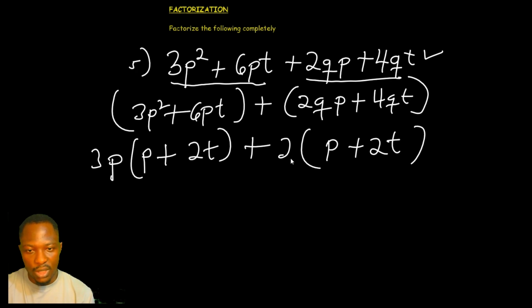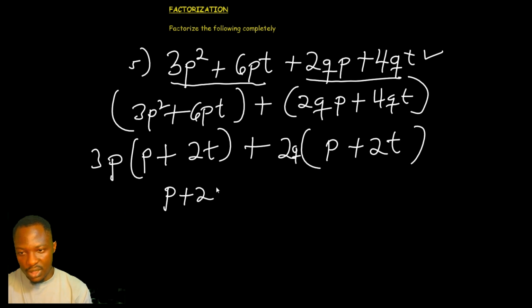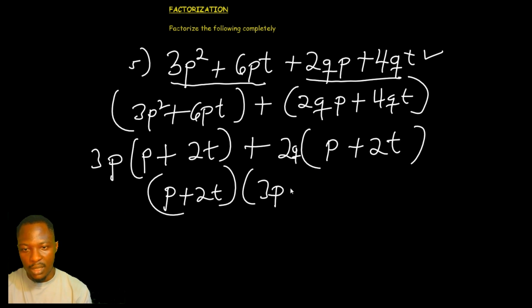Now we can just bring the p plus 2t here, and then here we can just bring this 2, 2q. So 2q times p is going to give us 2qp, and also 2q times 2t will give us 4qt. Now here we have p plus 2t and p plus 2t, so let's bring that. So p plus 2t, and then here we can have 3p plus 2q.